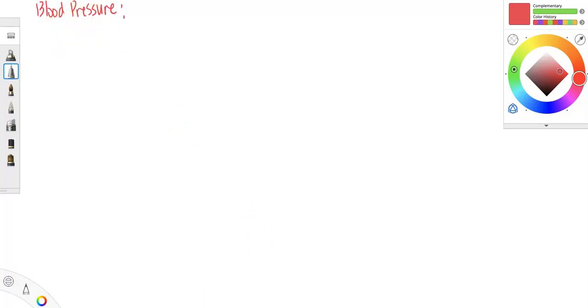All right, so blood pressure. What is pressure? Because if you don't know what that is, it's hard to understand what blood pressure is. So a pressure, just pressure in general, is a force. It's a force applied to a surface.